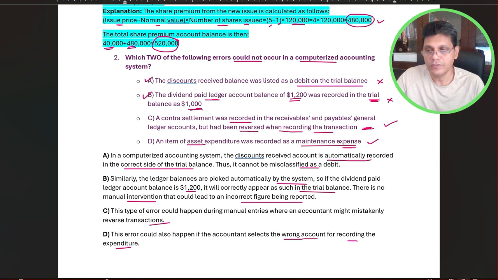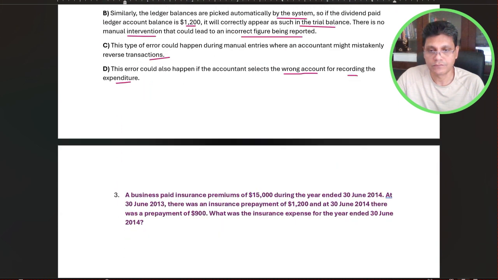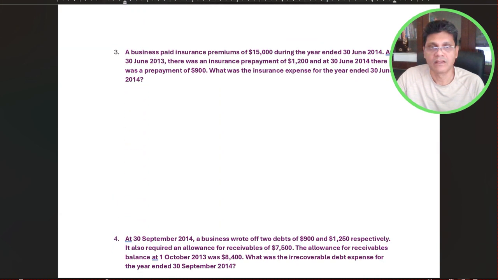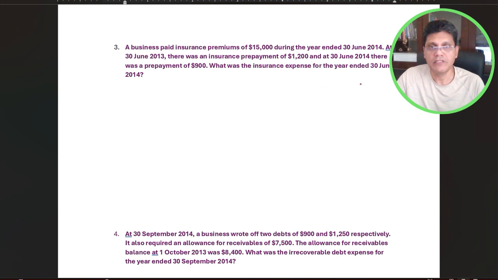Now let's move on to the third question. Business paid insurance premium 15,000 US dollars during the year ended 30th June 2014. At 30th June 2013, there was an insurance prepayment of 1,200, and at 30th June 2014, there was a prepayment of $900.